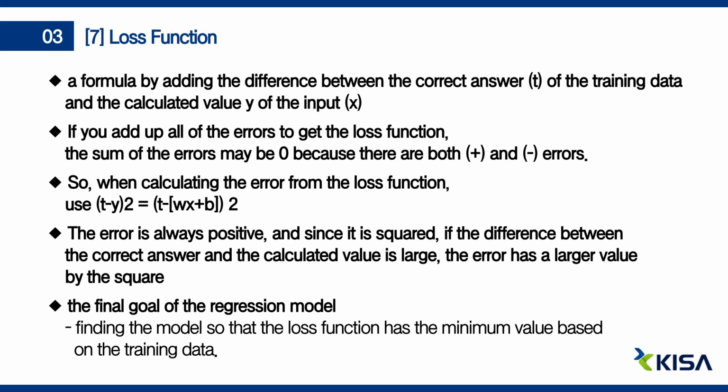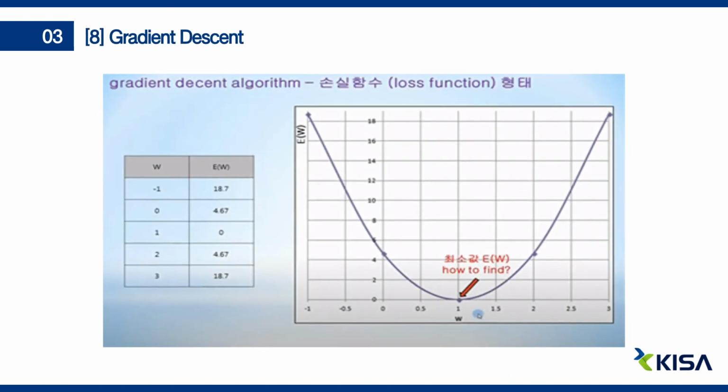A small loss function means that the average error between the correct answer and the guess value is small. The small mean error means that given the unknown data x, we can probabilistically infer that the future result will also have a small error. As such, the final goal of the regression model is to find a model so that the loss function has the minimum value based on the training data. Finding the model with the minimum loss function value is the final goal of the regression model.